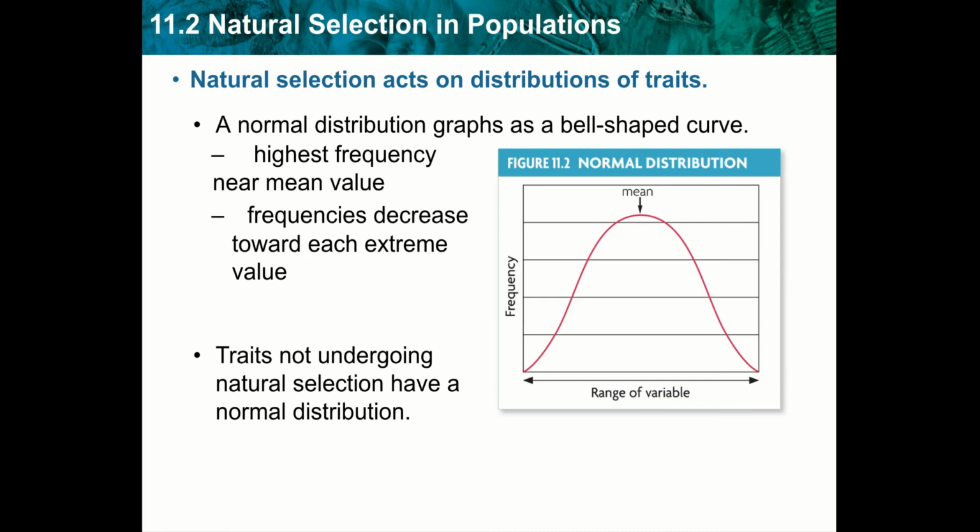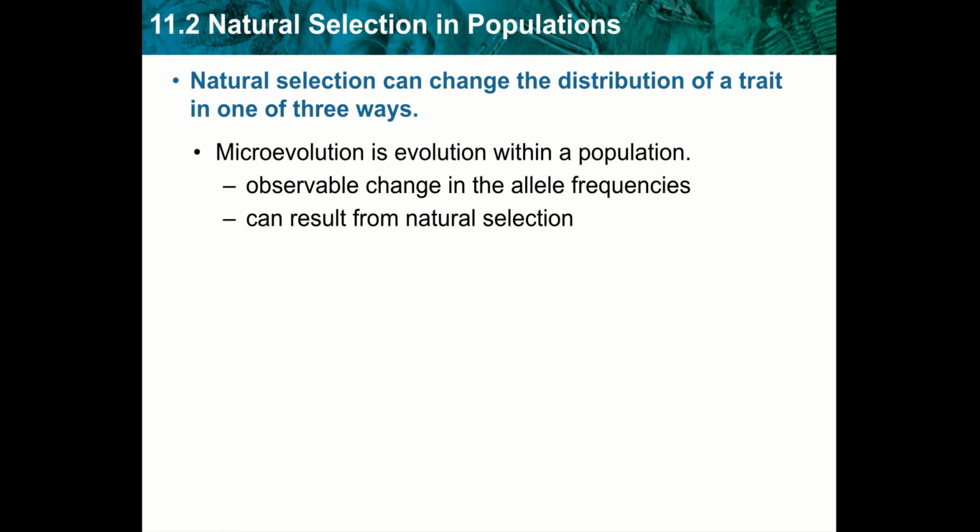So you've got different traits that are favored in a population, and those that are favored are going to survive. Before we talk about those three, we have to talk about microevolution. Microevolution is basically evolution within a population. You can see these changes in the allele frequencies. And remember what allele frequencies are. They are a measure of how common a certain allele is in a population. And this all results from natural selection. So again, microevolution is evolution within that specific population.